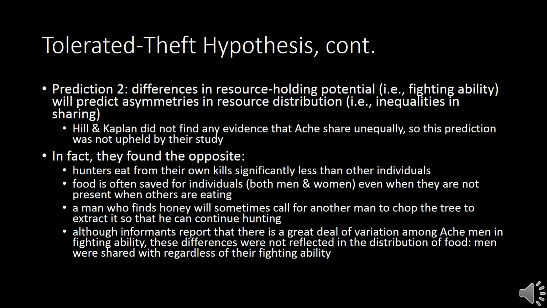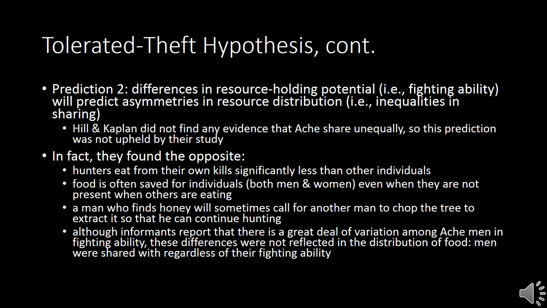In other words, men were shared with regardless of their fighting ability. Prediction 2 of the tolerated theft hypothesis is that differences in resource holding potential will predict asymmetries in resource distribution. Resource holding potential is a technical way of saying fighting ability, and asymmetries in resource distribution is a technical way of saying sharing unequally. So, in other words, if a hunter shares less with some men than with others, we would expect this to be determined by the fighting ability of the recipients. We'd expect a hunter to share less with a poor fighter than with a good fighter.